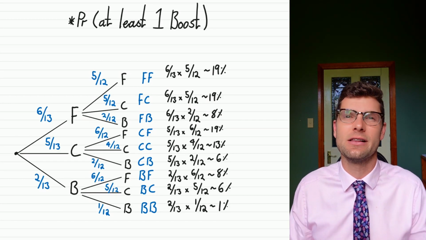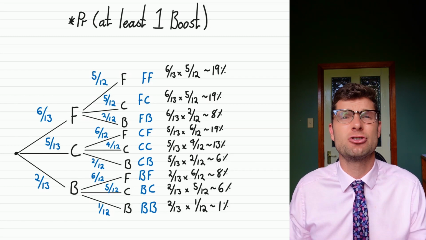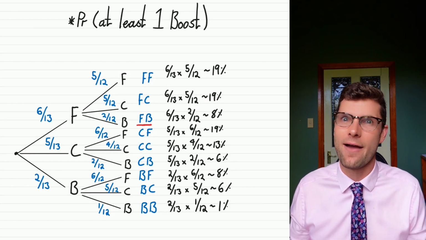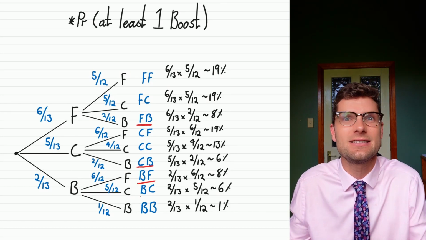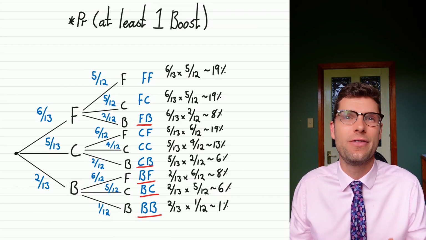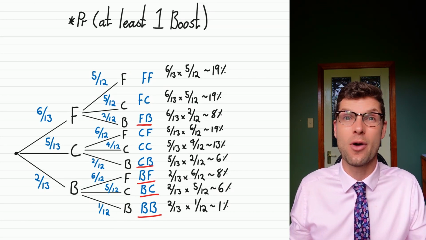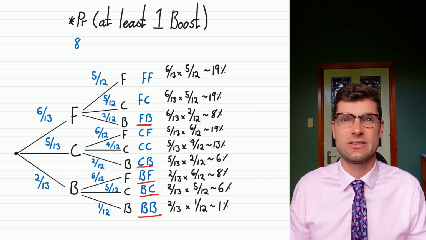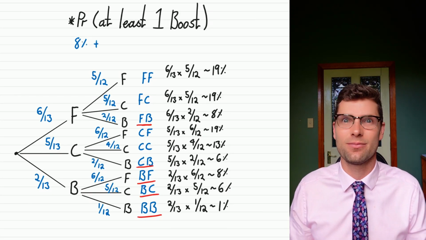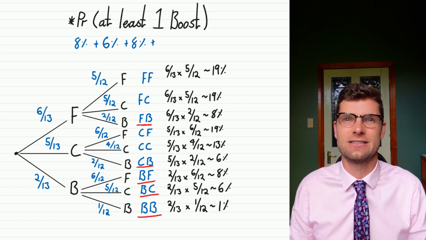Hey, what's the probability of me getting at least 1 boost in this question? So the first thing I want you to do is underline all the outcomes that have a boost in them, right? That makes sense. These are the ones that we want to look at. Then, because I've already got the percentage of these occurring written down, I can just add them up, and that's going to be my answer. So from here, I've got 8% plus 6% plus 8% plus 6% plus the 1% of getting 2 boosts, and that's all I need to do.